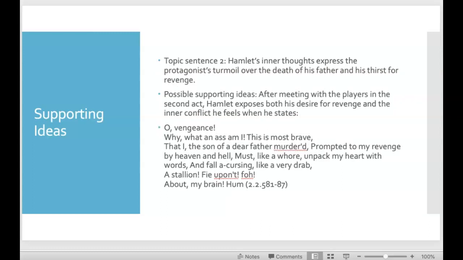Here are some more supporting ideas. Here's a second topic sentence: "Hamlet's inner thoughts express the protagonist's turmoil over the death of his father and his thirst for revenge." Here are some potential supporting ideas.